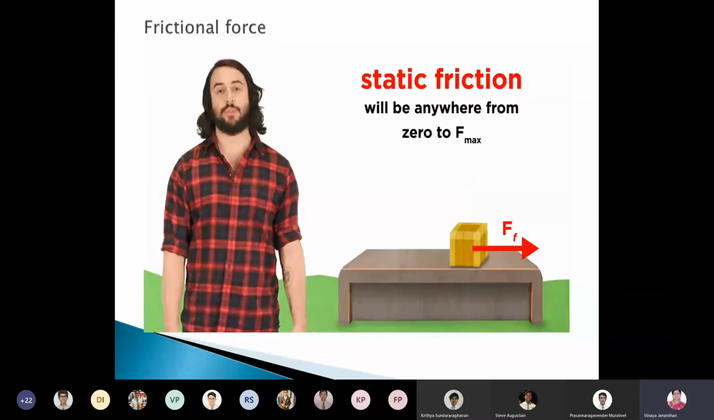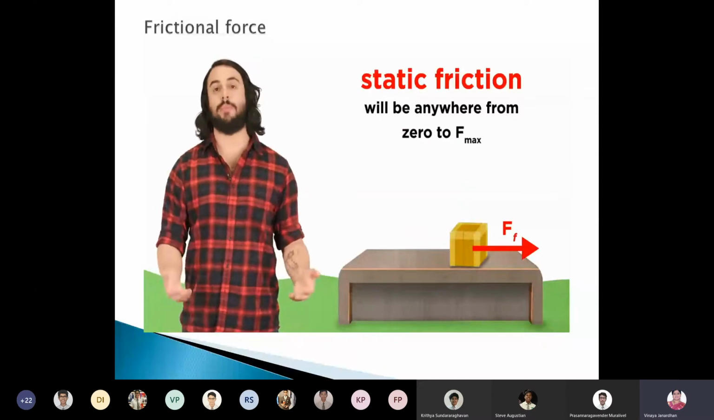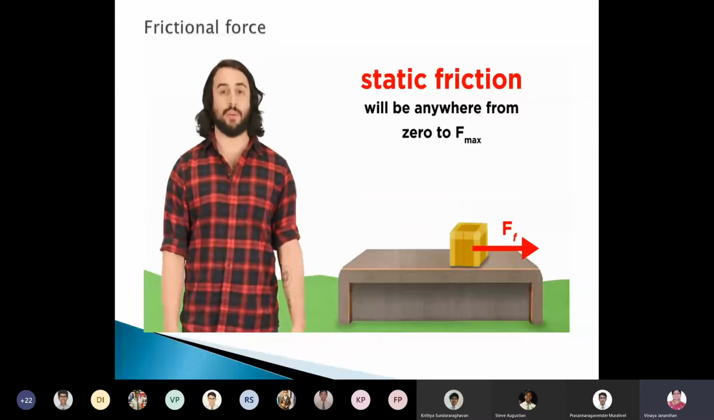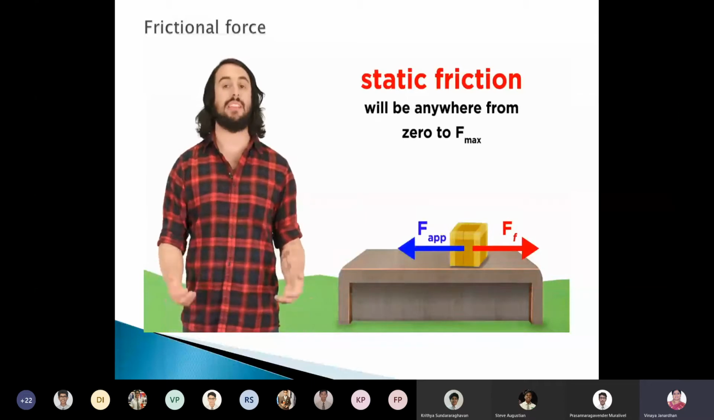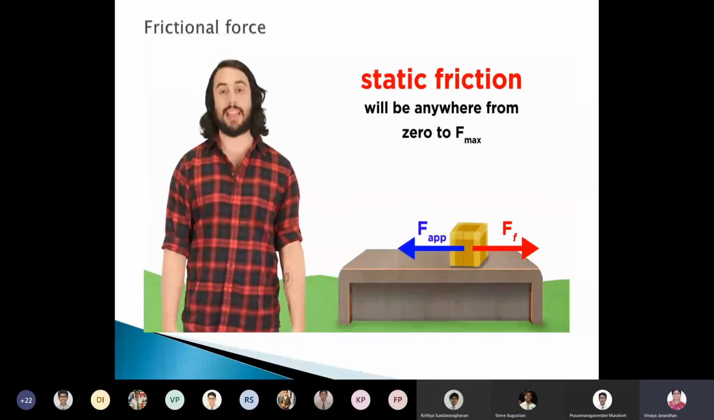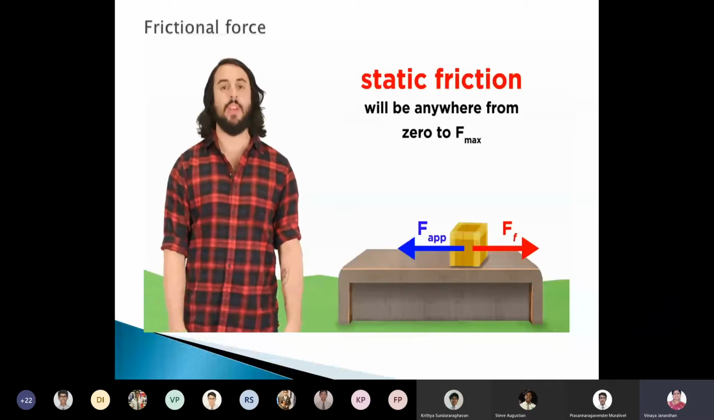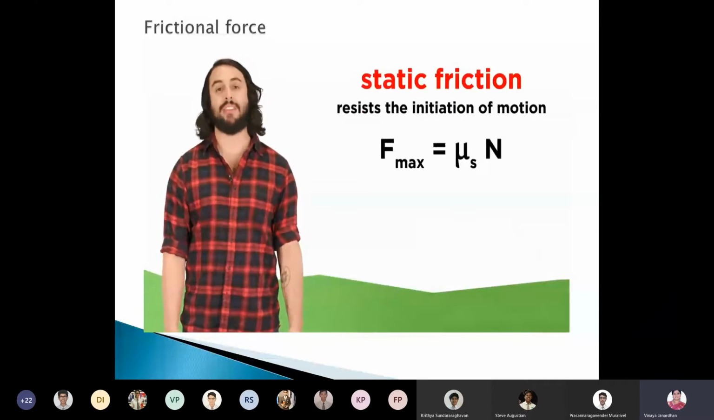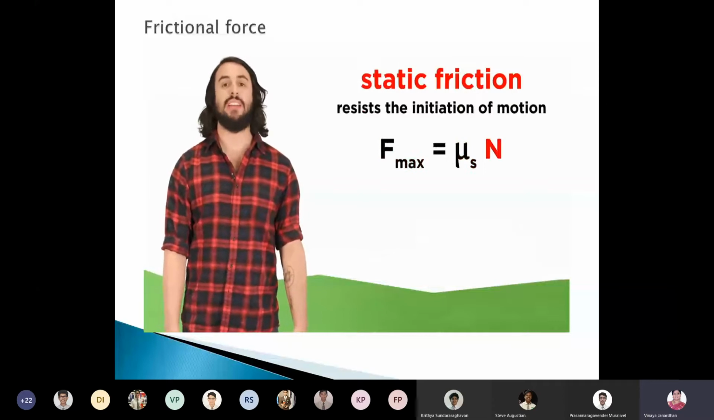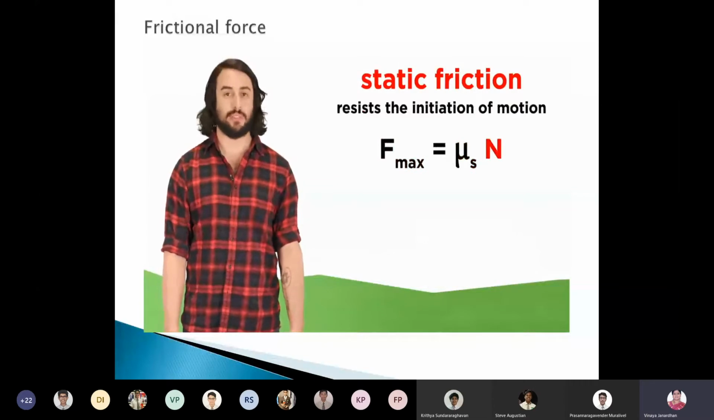The static frictional force will be anywhere from 0 to the maximum possible value, depending on the forces operating on the object, since the static frictional force will be equal to the applied force until the maximum is reached. The magnitude of this maximum can be calculated this way. F max is equal to the coefficient of static friction times the magnitude of the normal force.